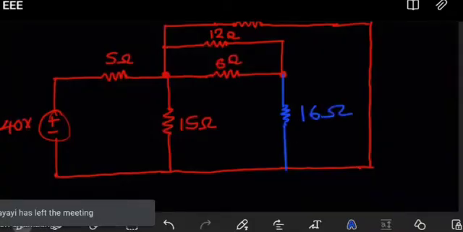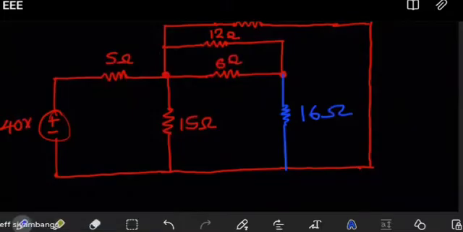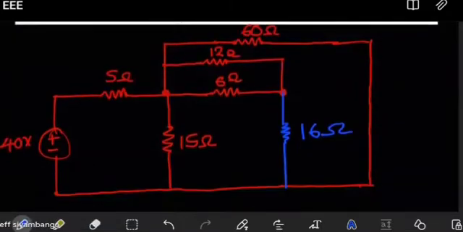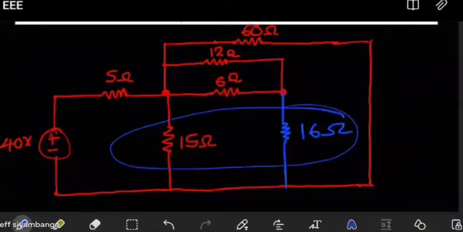Now at this point, what else happens? Well, here we now have to see, first let me ask you guys this, these two, are they in parallel or not?